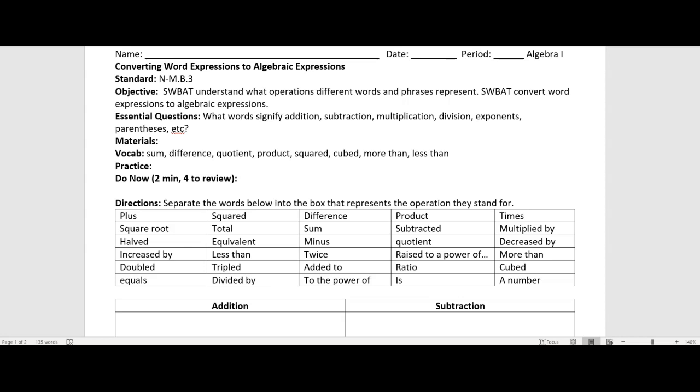Today we're going to focus on converting word expressions to algebraic expressions, as well as going the other way around, so converting algebraic expressions to word expressions. Before we actually get into any practice, I want us to do a little brainstorming.